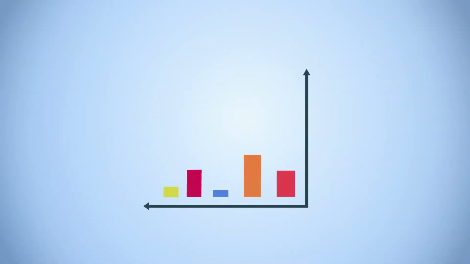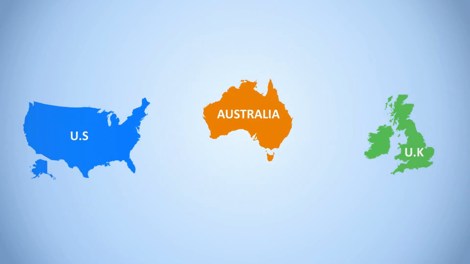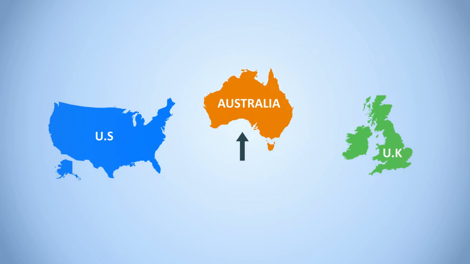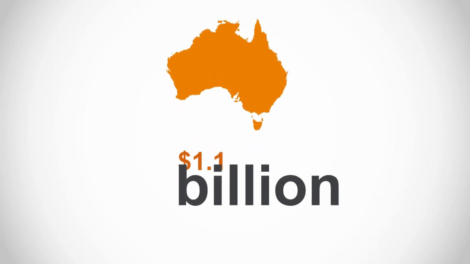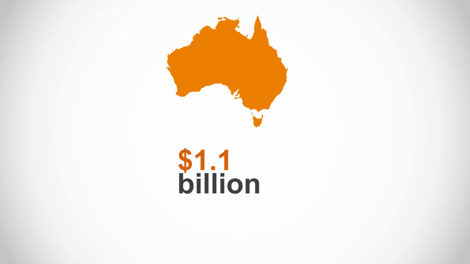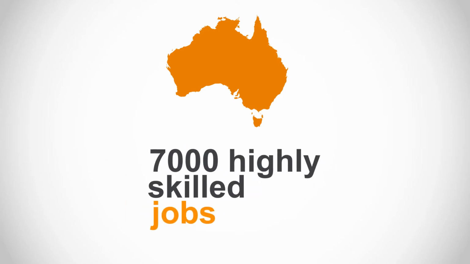The Australian clinical trial sector has grown rapidly over the last decade, at roughly 5% per year. This growth rate is outpacing the US, UK, and the global average growth rate. Investment in clinical trials in Australia in 2015 was $1.1 billion, and this figure is increasing. This supported almost 7,000 highly skilled jobs.